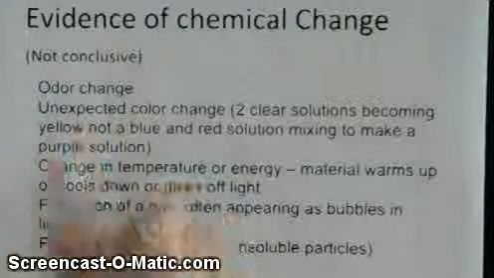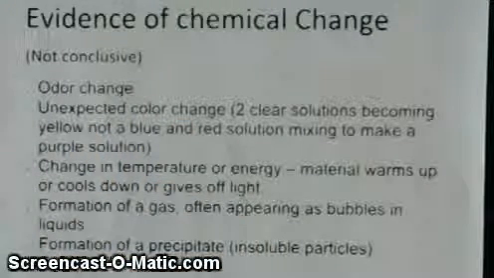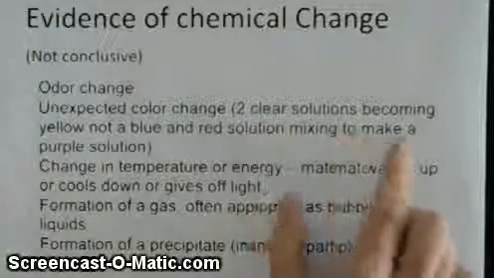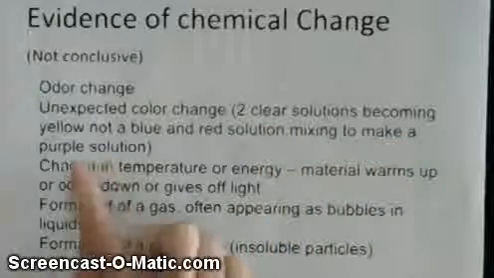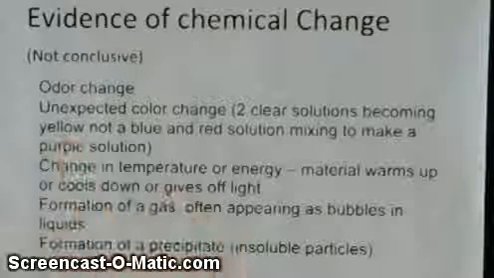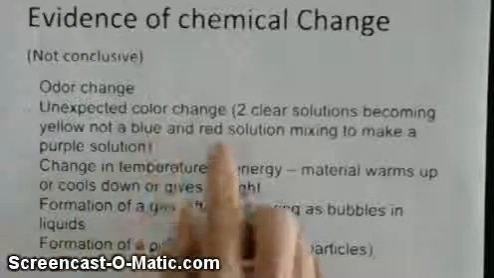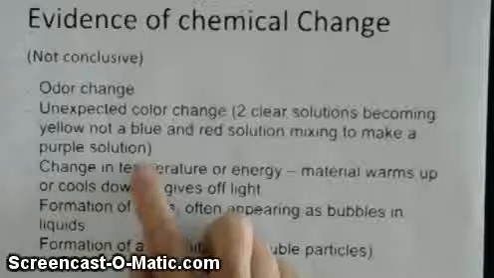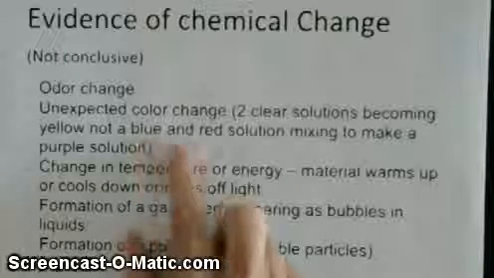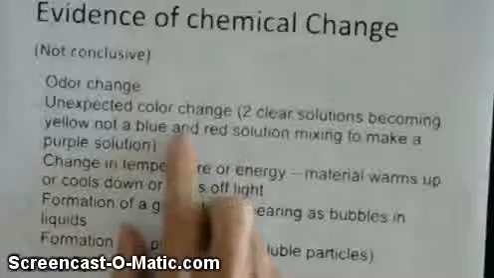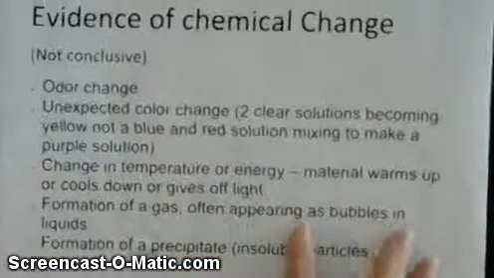You can get an unexpected color change. What do I mean by unexpected? Well, if you take two clear solutions, you would expect it to stay clear. But if it turns yellow, that's unexpected. What's not an unexpected color change? Well, that's if you take blue and red and it becomes purple. That's expected. You should know that from art. So it has to be something unexpected.